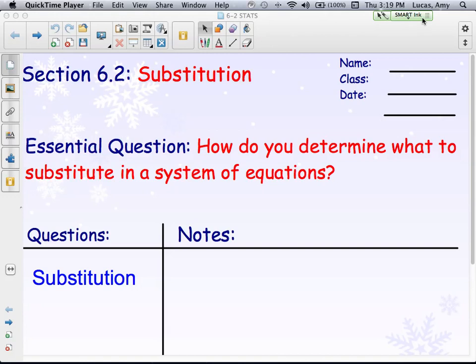This is the second method that we are going to teach you that you can use for solving a system of equations. In section 6.1, we talked about how you can use graphing to solve a system. And now today, we're going to start working with substitution, our second method. Substitution means to replace something with another thing that is equal in value.